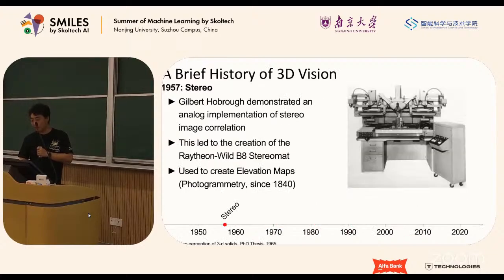In 1957, Gilbert demonstrated an analog system for stereo image correlation. This work led to instruments such as the Rosenwald stereomat, which supported elevation map production from aerial photographs. Stereo vision was therefore useful for practical 3D measurement before modern digital vision systems.